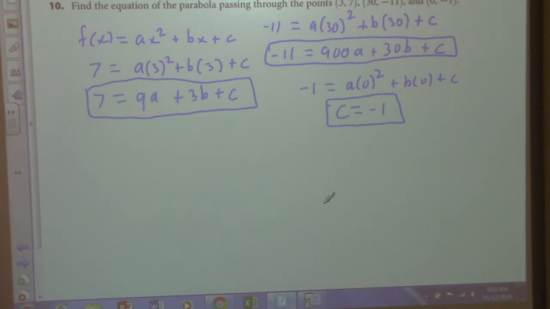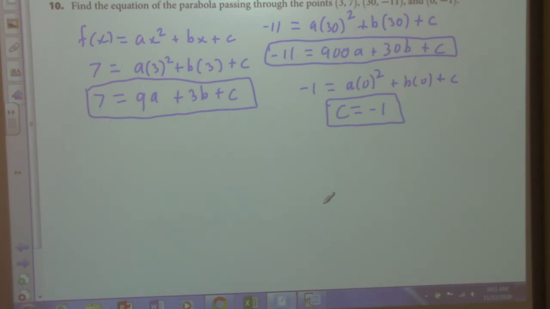Negative 0.1 repeating. That's not right. B is 3. Since C was negative 1, we used that.